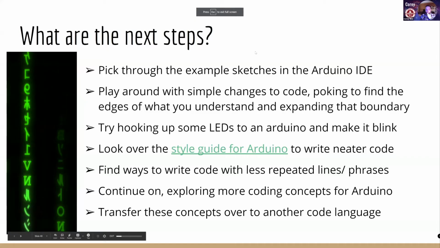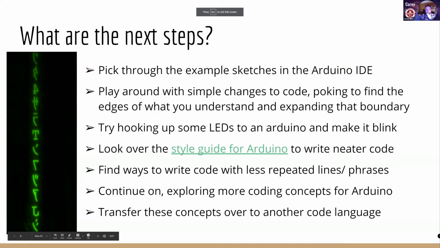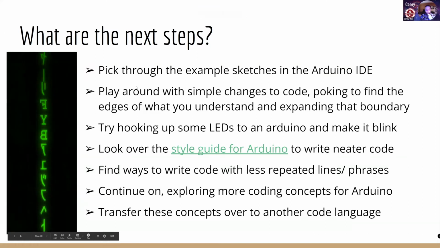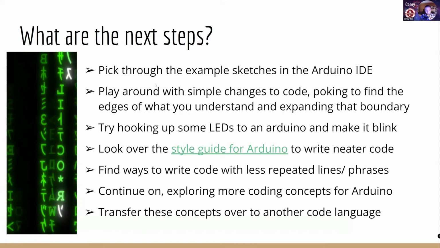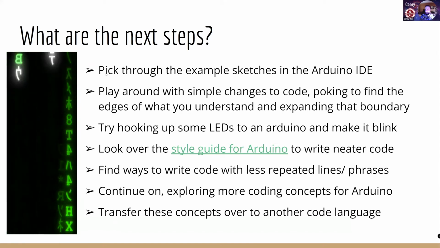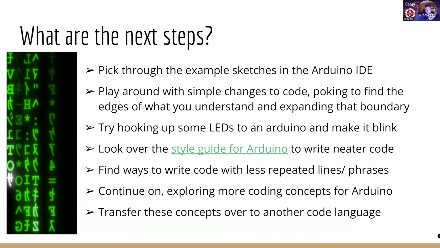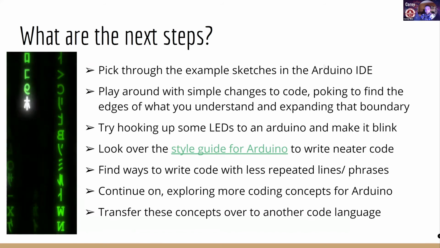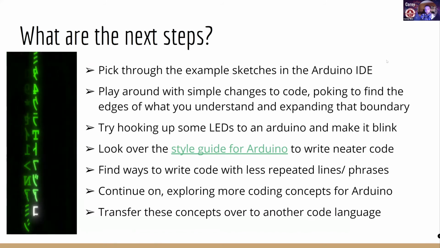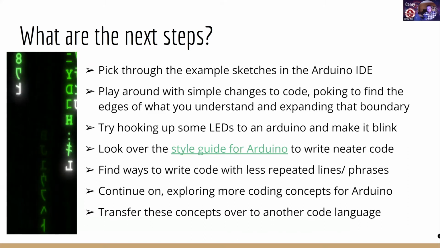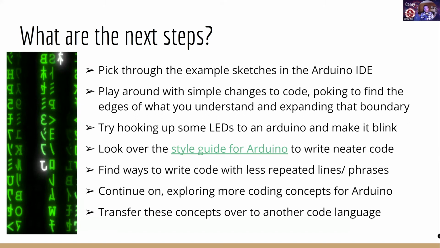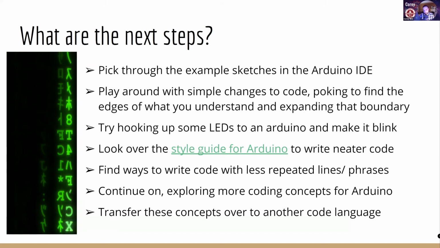And so what are your next steps for this? I'm going to show you exactly what I want you to do for the assignment, just as a guided, structured piece, if you're not really sure where to even start. But your next steps would be to pick through example sketches in the Arduino IDE, look at those, read them, see if you can anticipate what the outcome of those programs would be, and play around with some simple changes to those examples.